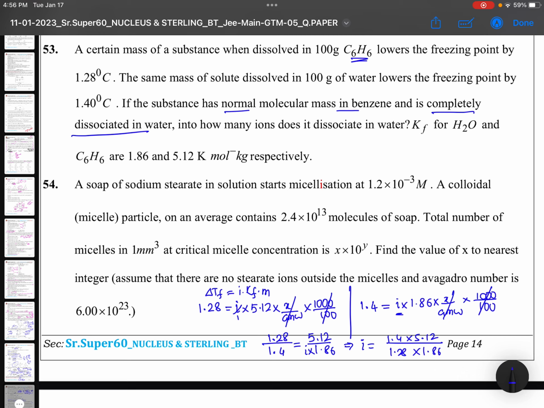This is 3. So number of how many ions? So 3 is the answer. Very lengthy, very lengthy.